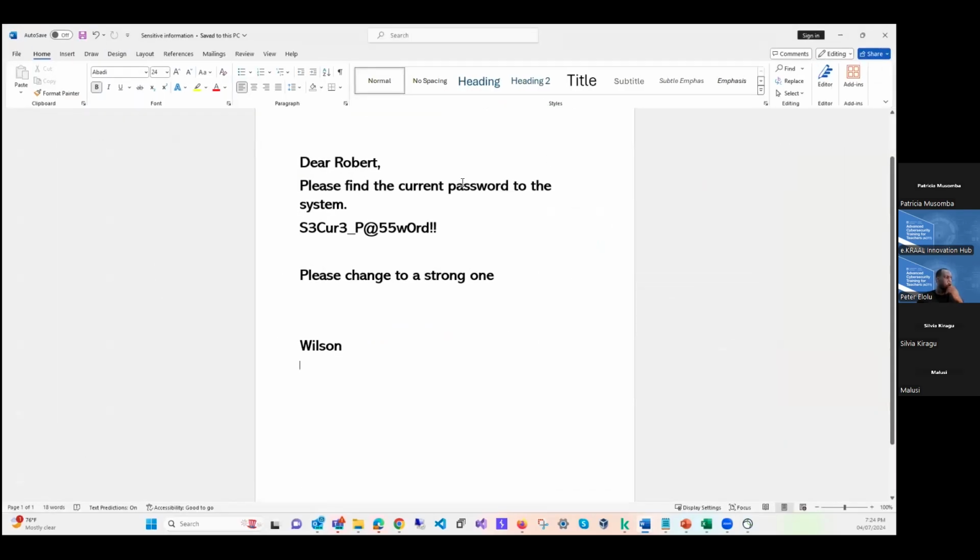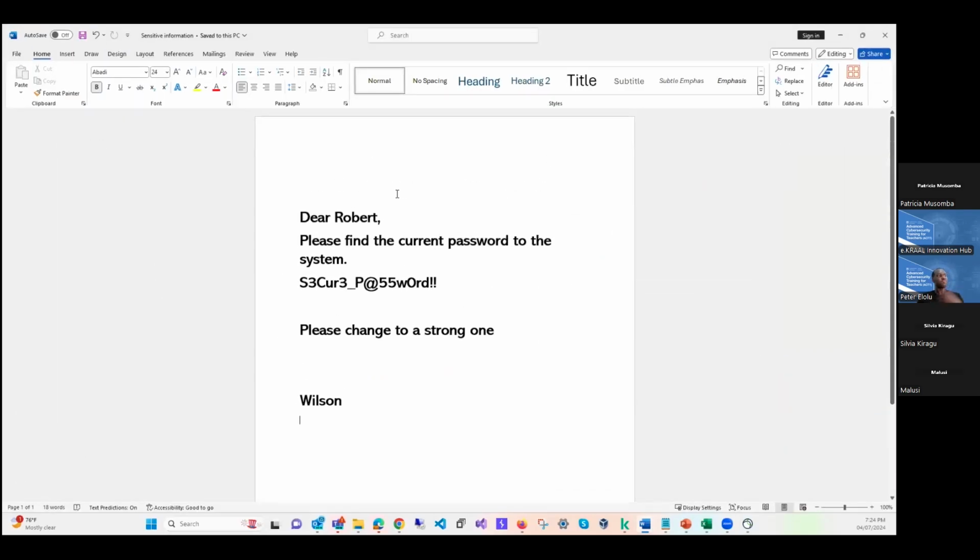In this case, we have our second demo. I have a sheet here that Wilson sent to Robert. Wilson is a system administrator, and Robert is an IT staff. Wilson has implemented a host, in this case a server, that he wants Robert to access. So he writes a chat and sends it to Robert: please find the current password to the system, please change to a strong one.